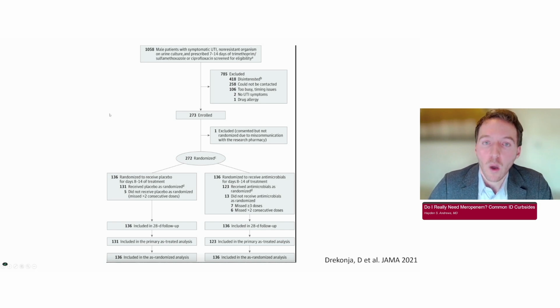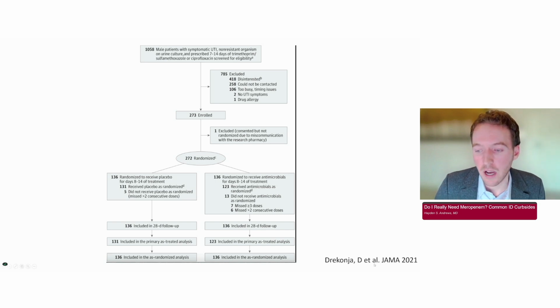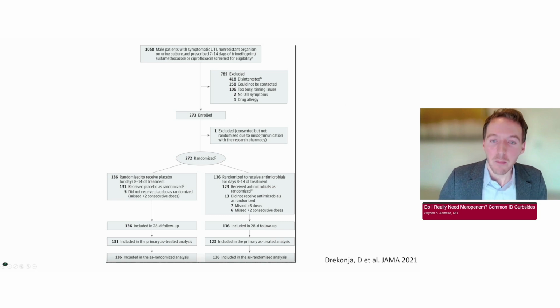UTI. And so why did our thinking change on this? I just wanted to show one piece of data, because I think a lot of people grew up in the era where male factor was automatically complicated. So this is a really seminal trial that was published in JAMA 3 years ago. There are some criticisms of this trial. You can see a lot of people get excluded from it, but it's still an RCT that's placebo controlled. So these were men who had a symptomatic, uncomplicated UTI, had to have susceptibility data, and it had to be susceptible to Bactrim, trimethoprim sulfamethoxazole, or ciprofloxacin.